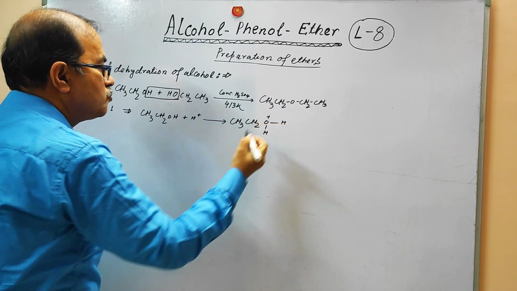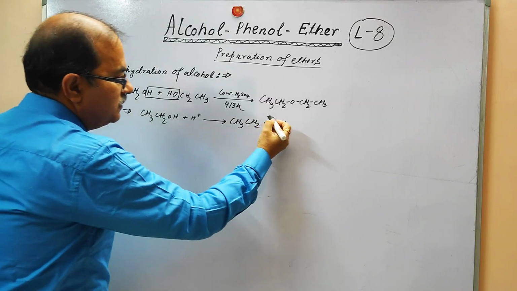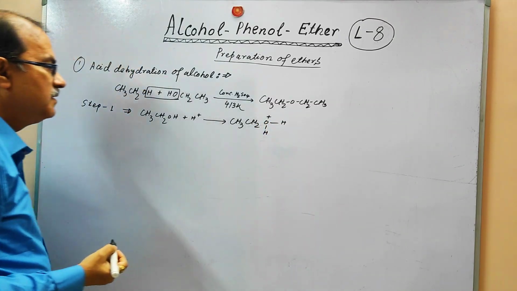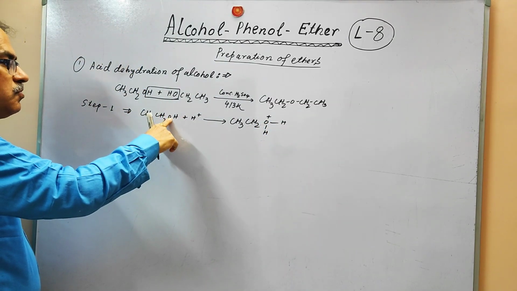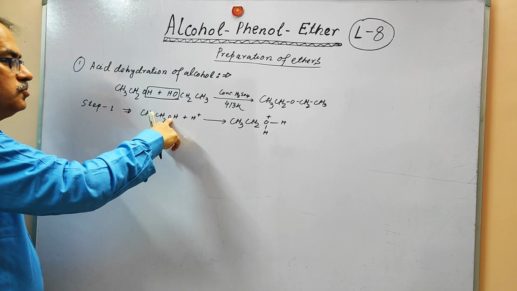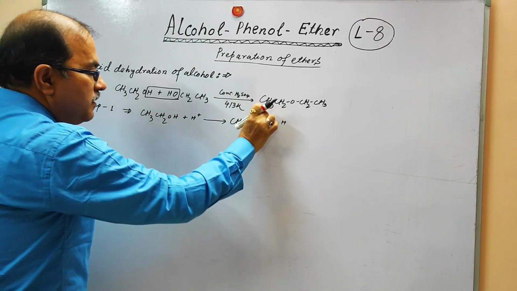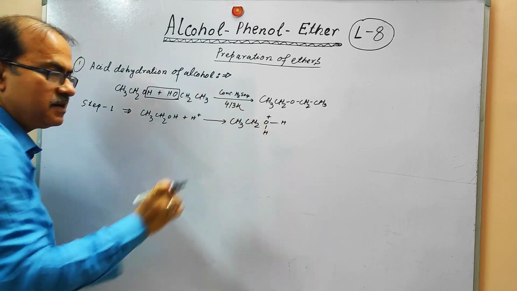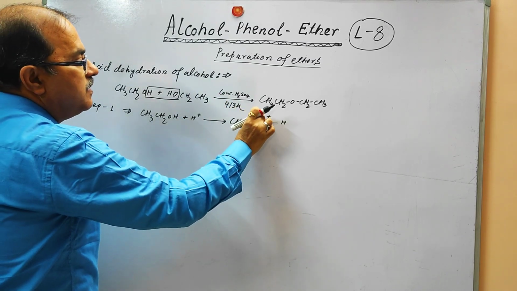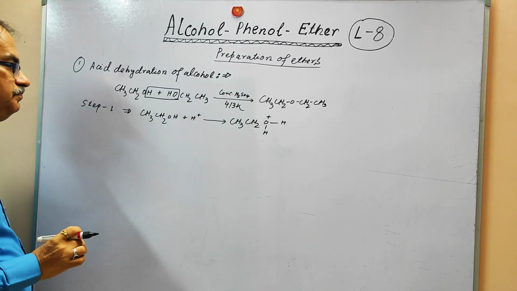This is called the oxonium ion. Here you can see this H plus has been added to this oxygen atom, where there is a lone pair of electrons, and this lone pair will be taken by this H plus ion. When it is taken up, it will be positively charged.